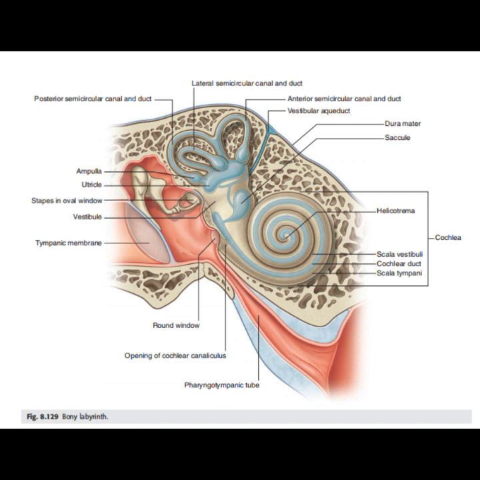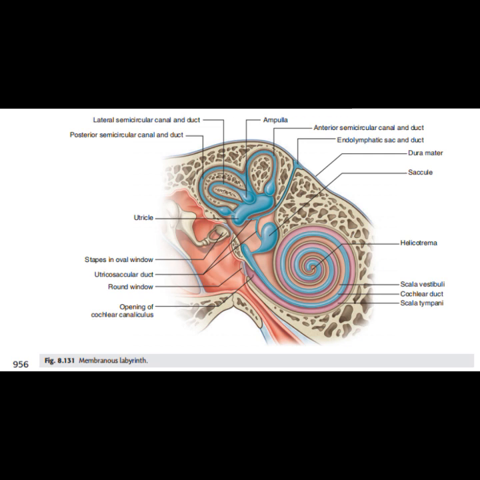These bony cavities are lined with periosteum and contain a clear fluid, the perilymph. Suspended within the perilymph but not filling all spaces of the bony labyrinth is the membranous labyrinth, which consists of the semicircular ducts, the cochlear duct, and 2 sacs, the utricle and the saccule. These membranous spaces are filled with endolymph.